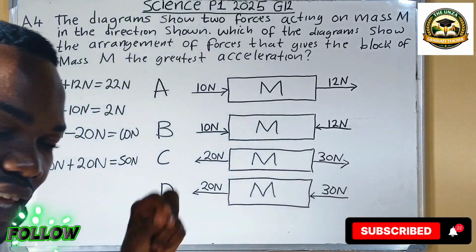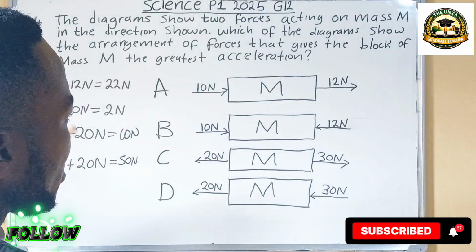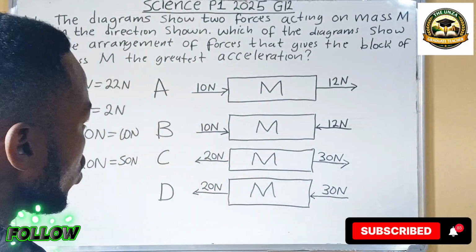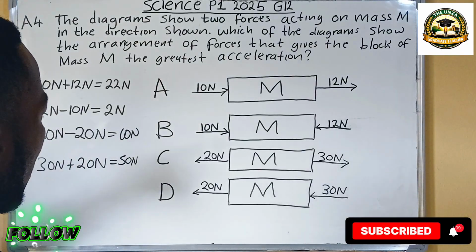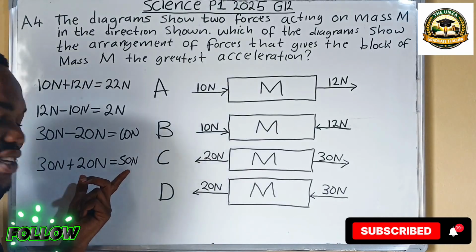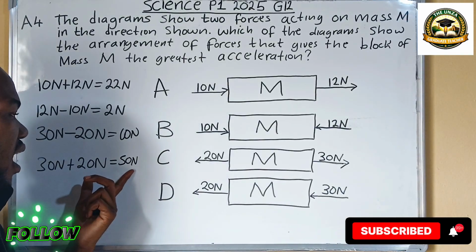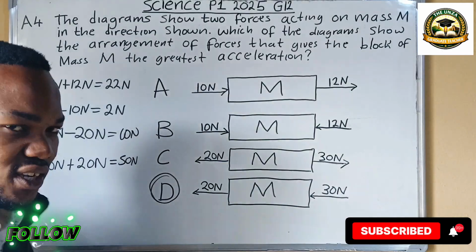So the one with the greatest force is the block of mass with the greatest acceleration. So D, the greatest force, which was 50 Newtons. So the answer here was supposed to be D.